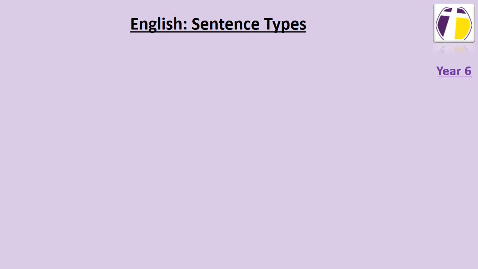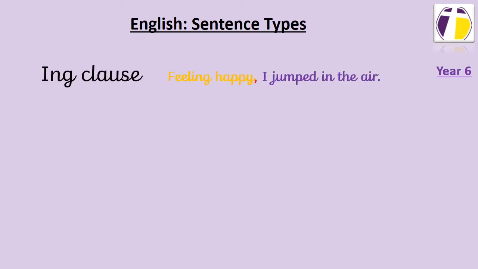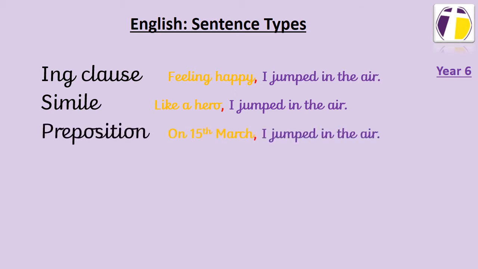Let's look in a bit more detail at ISPACE. The I in ISPACE stands for ing. Feeling happy, I jumped in the air. We have used an ing clause here, using the word feeling to start our subordinate clause. The S in ISPACE stands for simile. Like a hero, I jumped in the air. Our simile here is like a hero, comparing something to something else. The P in ISPACE stands for preposition. On the 15th of March, I jumped in the air. A preposition tells us where or when something happened.